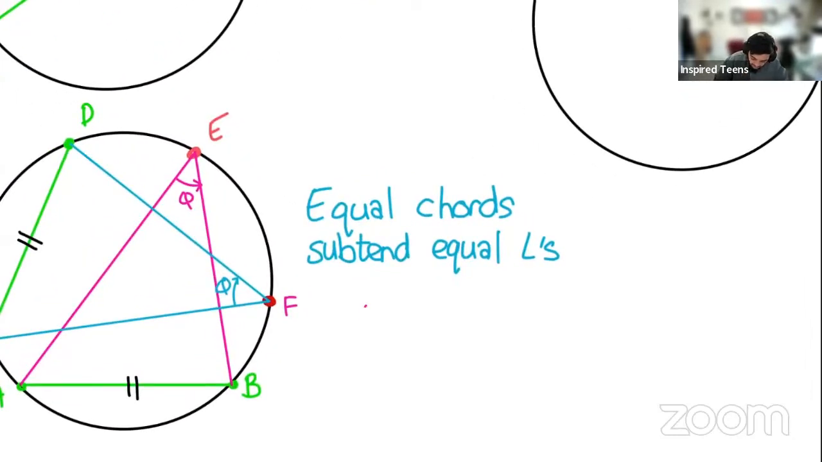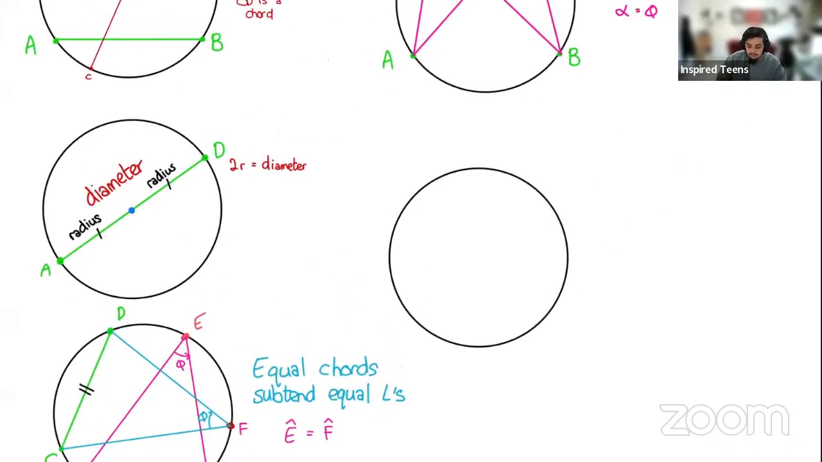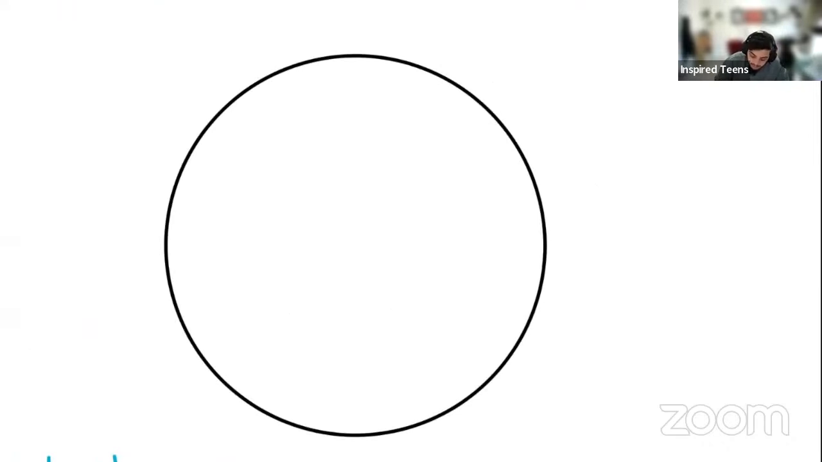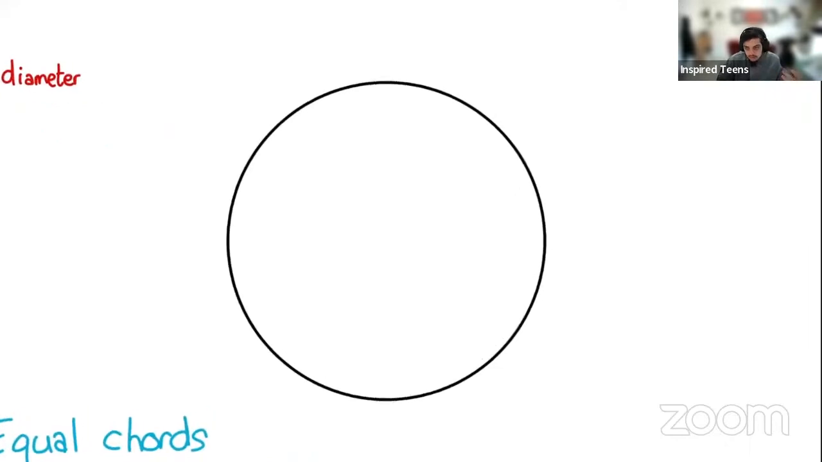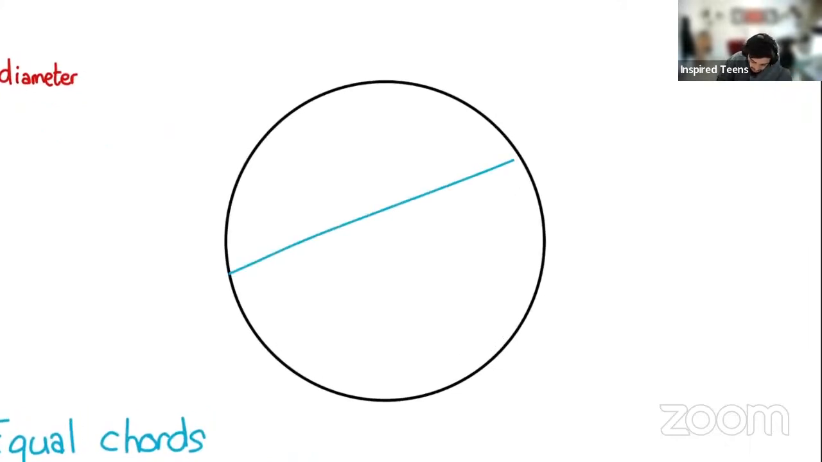We can say here that angle E is equal to angle F, and this is because they are subtended by equal chords. I hope that's making sense. If there's anything you want me to explain or slow down, just tell me. I'm going to draw another chord here.